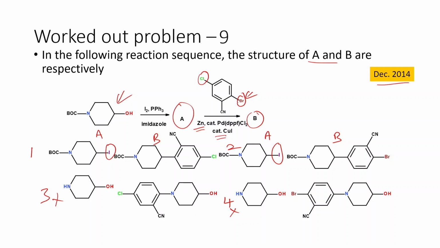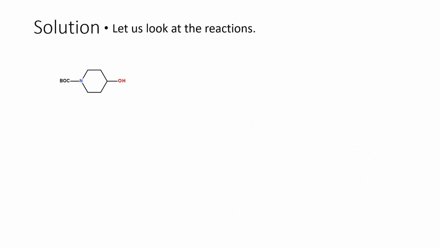The product will have the chloro group and not the bromo group, because chlorine is less reactive compared to bromine. So in the presence of this metal-catalyzed coupling reaction, obviously bromine reacts faster. So without even looking at the mechanism, we can easily conclude which is our final combination of intermediate A and B. Let us look at the reaction mechanism to confirm whether it is the right one or not.